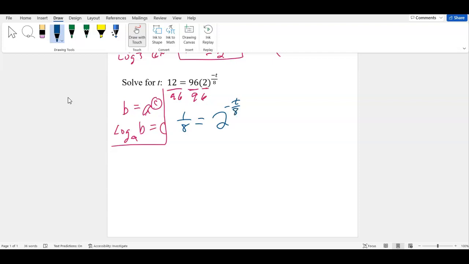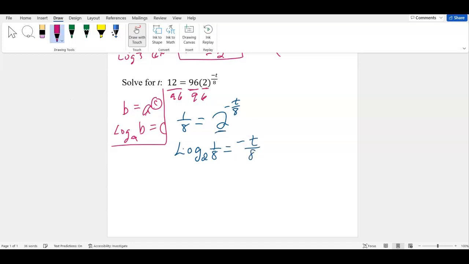And that is looking more like that form a to the c power equals b, where a would be 2, c, the exponent, is negative t over 8, and then b would be 1/8. And so if I rewrite that as a logarithm, that's log, and again, the base of that exponent power is 2, so that's the base of my logarithm. And then 1/8 becomes my argument, and then, of course, the exponent becomes the answer, negative t over 8.